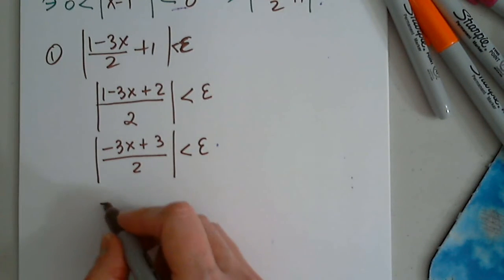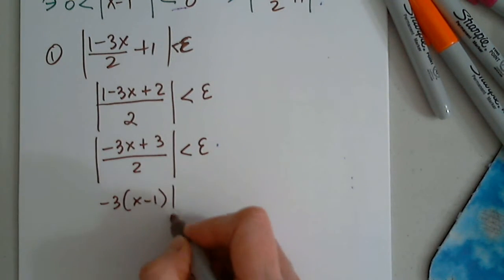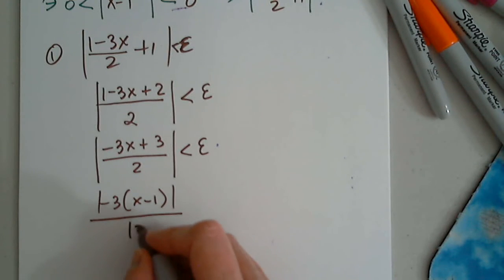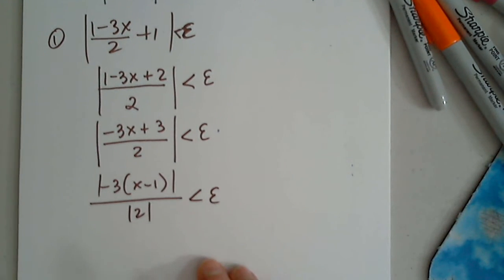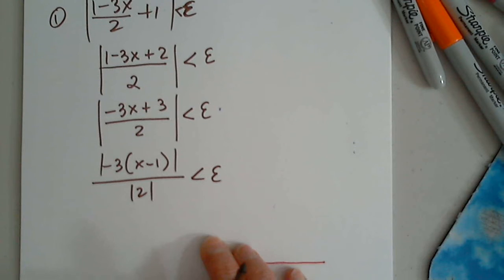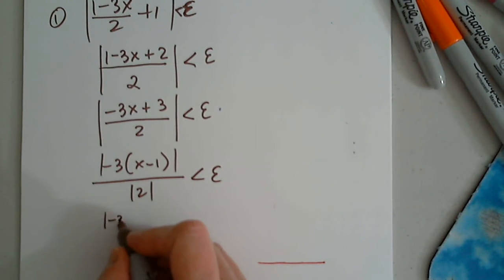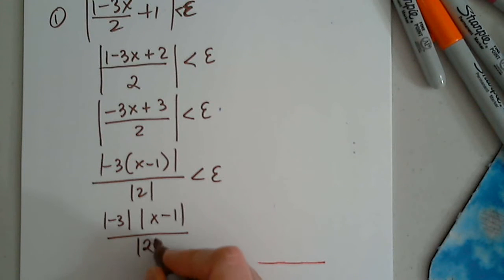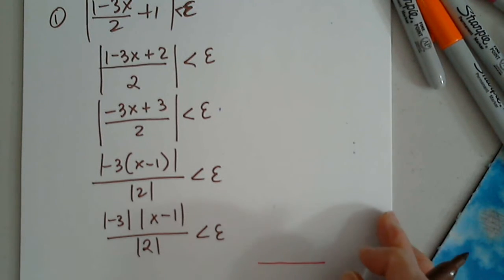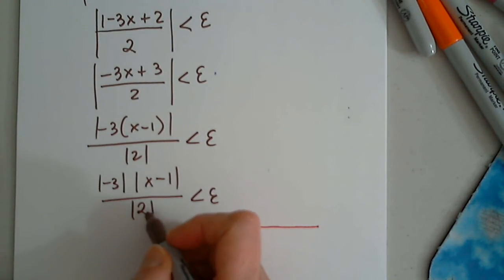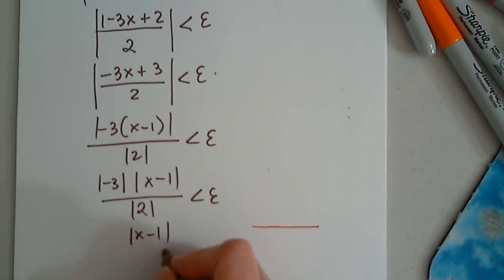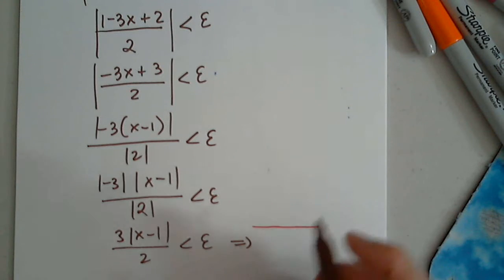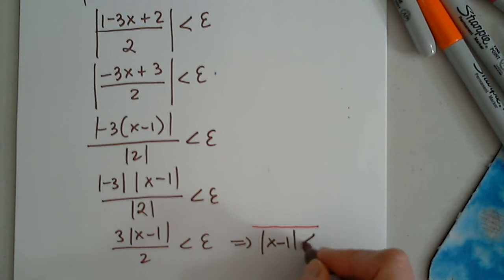Then we have to factor out the -3 and put it as the absolute value of the top over the absolute value of the denominator. Then we have the absolute value of -3, the absolute value of x minus 1, over the absolute value of 2, less than epsilon. This is 3 and this is 2, so the absolute value of x minus 1 with 3 and 2 less than epsilon. We multiply by 2/3 and we get x minus 1 less than 2 epsilon over 3.